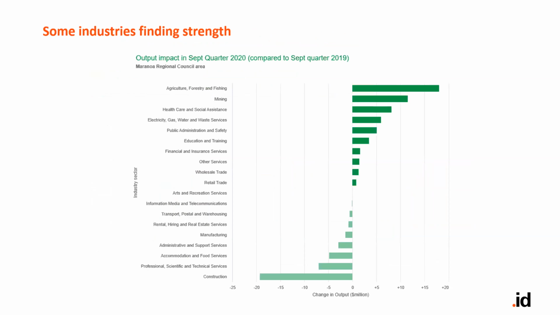So we've got some industries finding strength. We know ag and mining is up. Healthcare and social assistance has found some strength. That's September quarter compared to September quarter last year. Electric, gas, water, public admin, education and training. There's a number of industries there that are providing some strength to the economy.